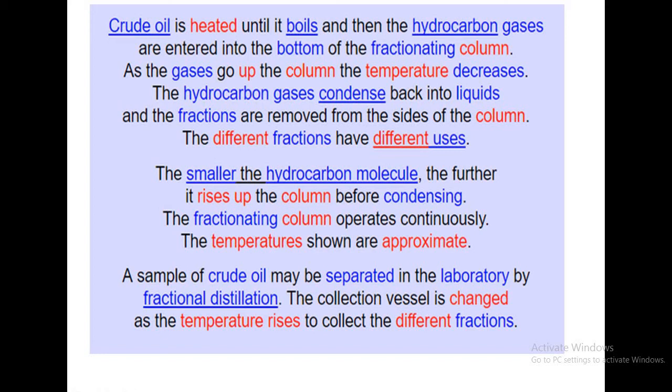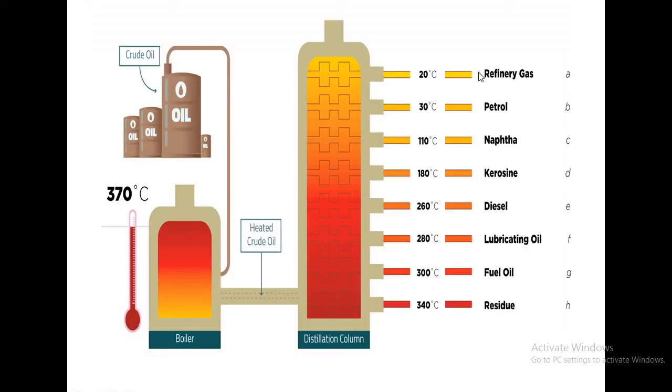Petroleum or the crude oil is heated until it boils, and then the hydrocarbon gases enter the bottom of the fractionating column. As these gases have a lower boiling point, they go up the column. With the temperature decreasing, these gases are condensed back to liquid and the fractions are separated on the side of the column. The different fractions have different uses. So going back, this is how all the fractions are going to separate, the same process.